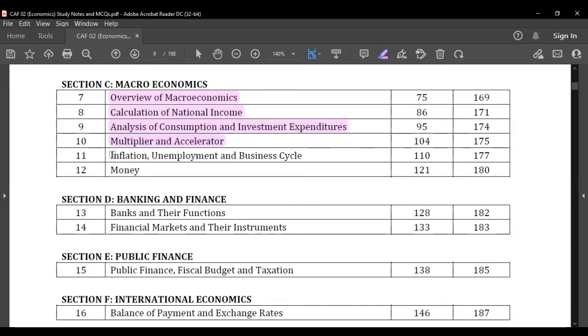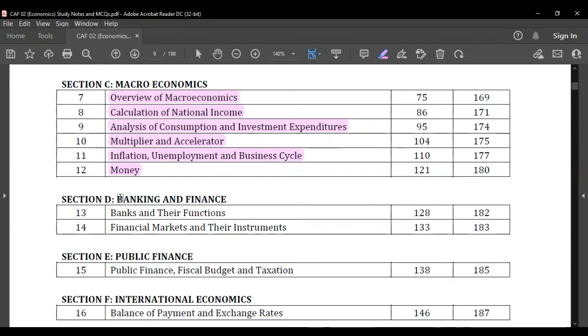Then we will study what is inflation and unemployment, how they can affect the business cycle of an economy, and why they are so important in our economic system. Then at the end we will study the different types of money and why money plays a vital role in our economy.